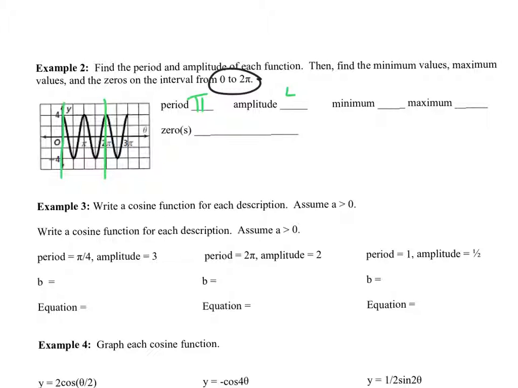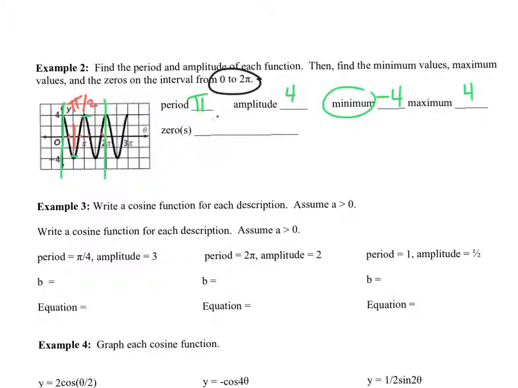The amplitude is 4. The minimum value is at -4. The maximum value is at 4. And the zeros are where it crosses the x-axis on that interval. So the zeros are going to be, if this is pi, right here has to be pi over 2. So the zeros are in between 0 and pi over 2. So the zeros are at pi over 4. This would be 3 pi over 4. This would be 5 pi over 4. 7 pi over 4. So I'm going to write those out.